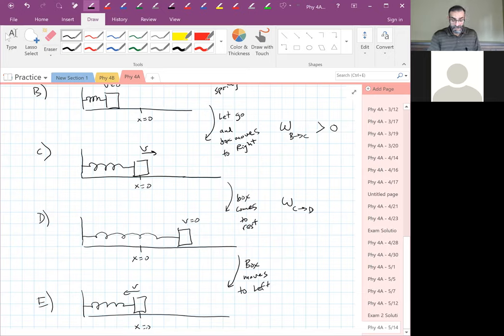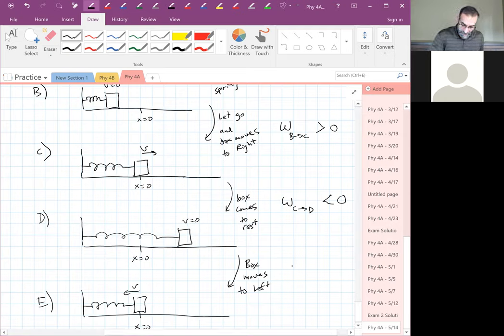You can see this is going to be negative again because the spring is in a stretched state. So when the spring becomes stretched, it pulls back towards its equilibrium position. The box is moving in one direction to the right. The spring is pulling back to the left toward the equilibrium position, slowing the box down, right? Doing negative work on the box.